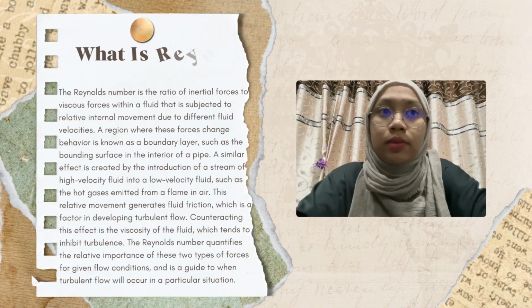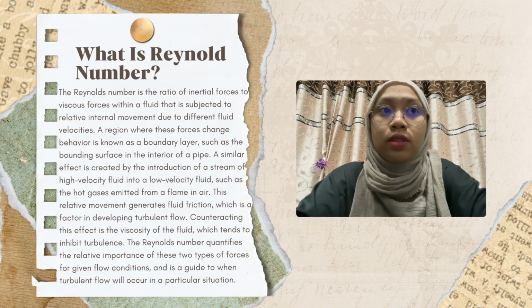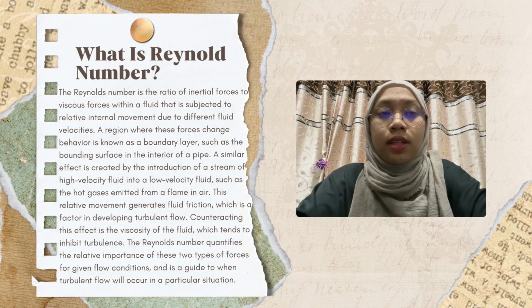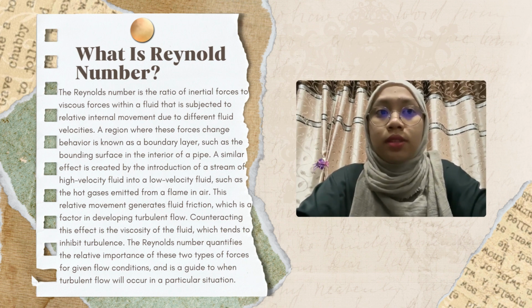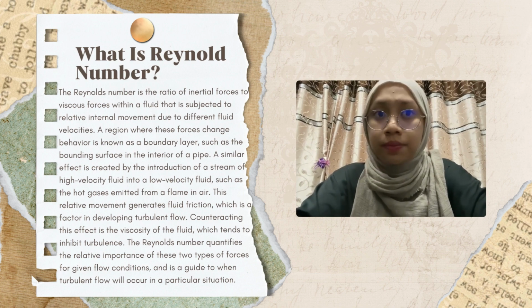Reynolds number is the ratio of inertial force to viscous force within a fluid that is subjected to relative internal movement due to different fluid velocity. A region where this force changes behavior is known as a boundary layer, such as the bounding surface in the interior of a pipe. A similar effect is created by the introduction of a stream of high velocity fluid into a low velocity fluid, such as the hot gas emitted from a flame in air.